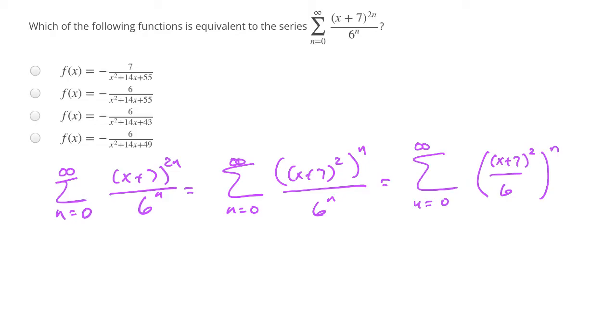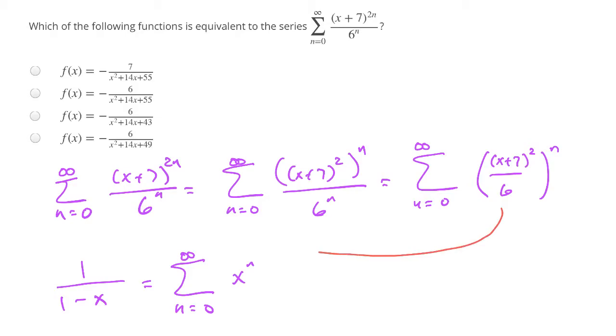So then I can come back to my known expansion for 1 over 1 minus x, and this thing just looks like n equals 0 up to infinity of x to the n. So what I have done in that case is just a substitution. If I substitute x plus 7 squared over 6 in for x, then I get my power series expansion. And so that's exactly what I want to do in the function on the left-hand side. I'm just going to substitute x plus 7 squared over 6 in for x.